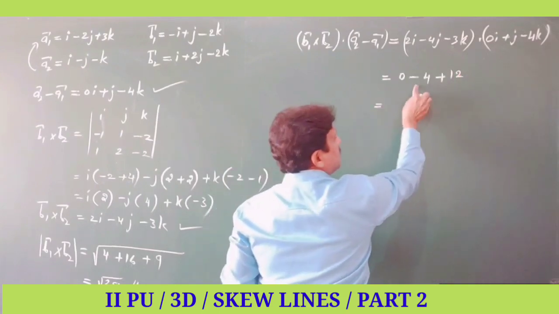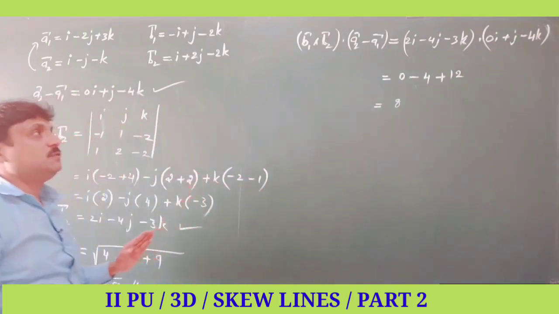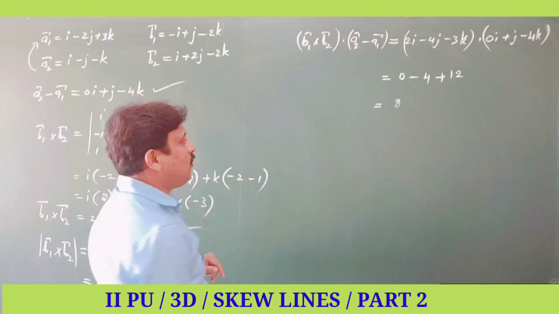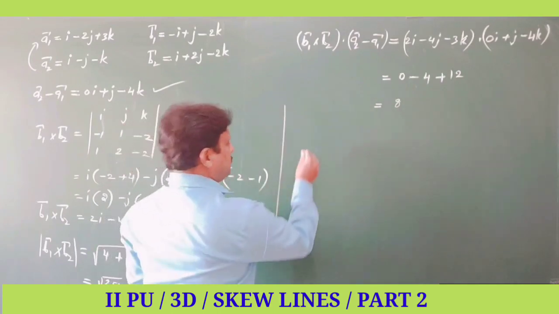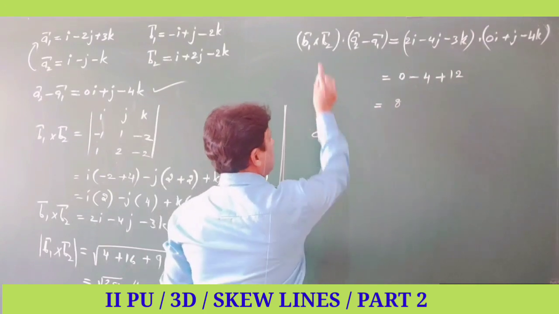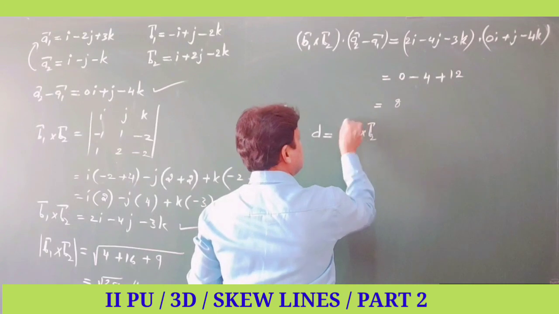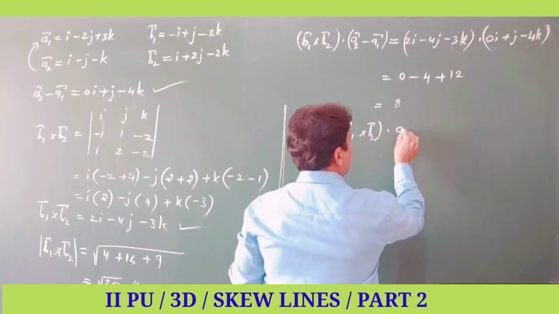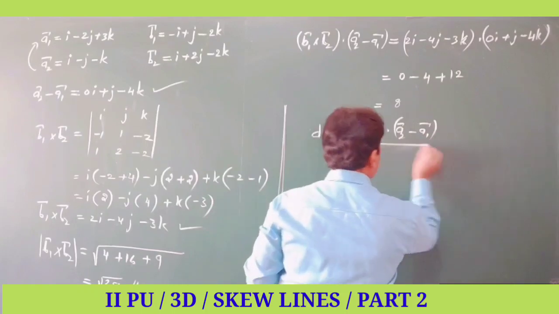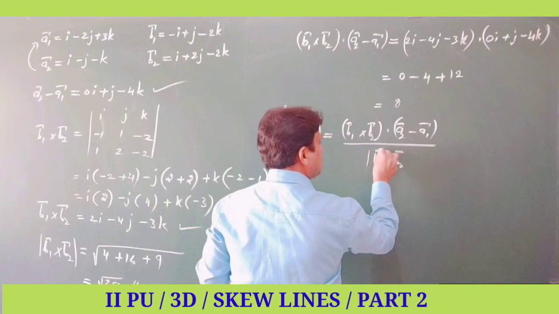Answer minus 4 plus 12, 8. This is B1 cross B2 dot A2 minus A1. Now we have the formula for the shortest distance, SD or D. What is the formula? The formula is B1 cross B2 dot A2 minus A1 divided by the magnitude of B1 cross B2.